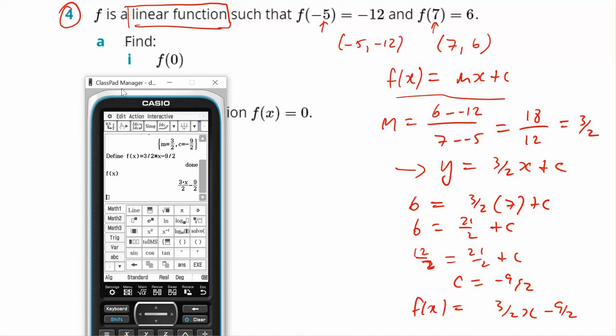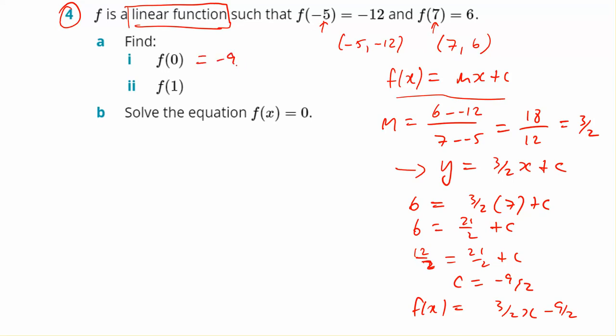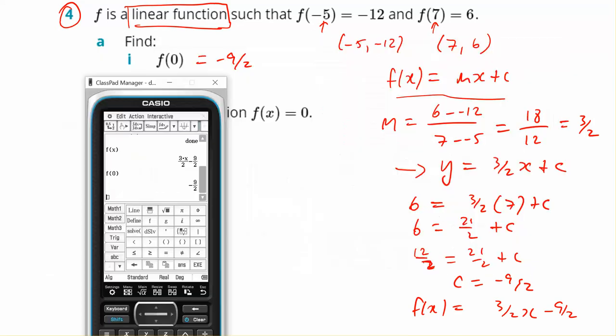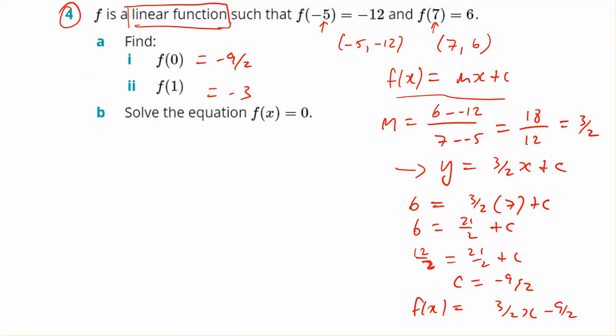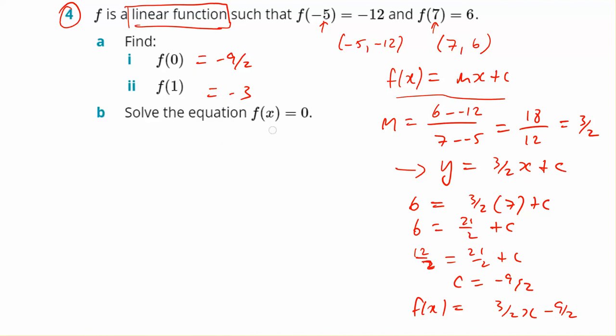Great. So if I want to find f of 0, you just type in f of 0, and just in case you're wondering where I get the f button, you just go menu, f is there. So f of 0 equals -9 over 2. And f of 1 equals -3. Now, solve for f of x equals 0. All I need to do is go interactive and solve. And I get x equals 3. Okay, so x equals 3.